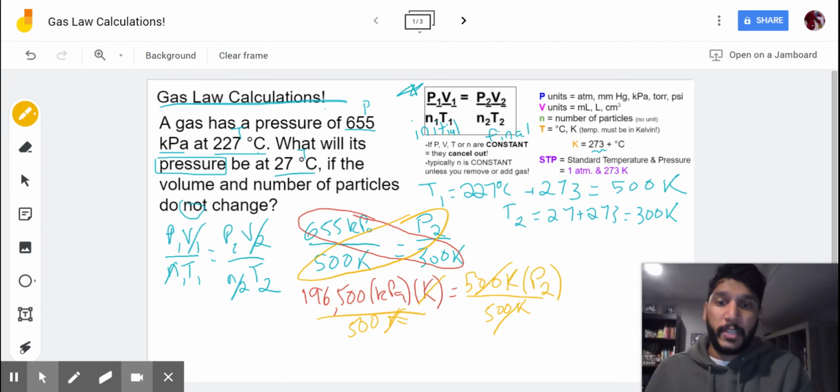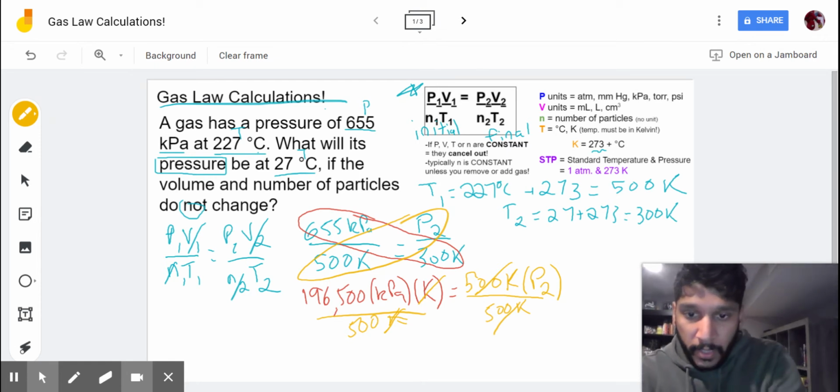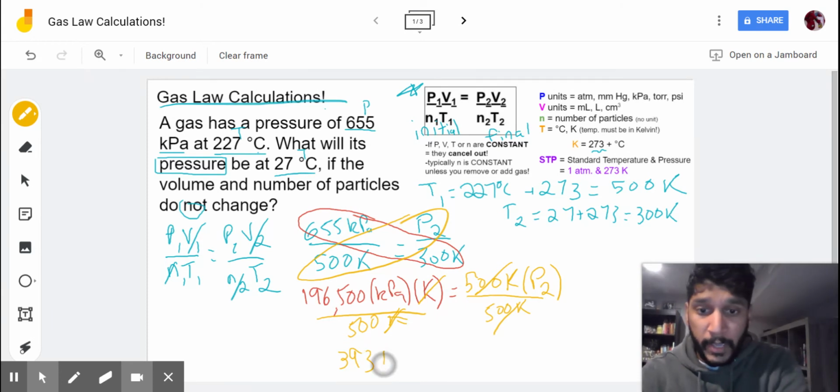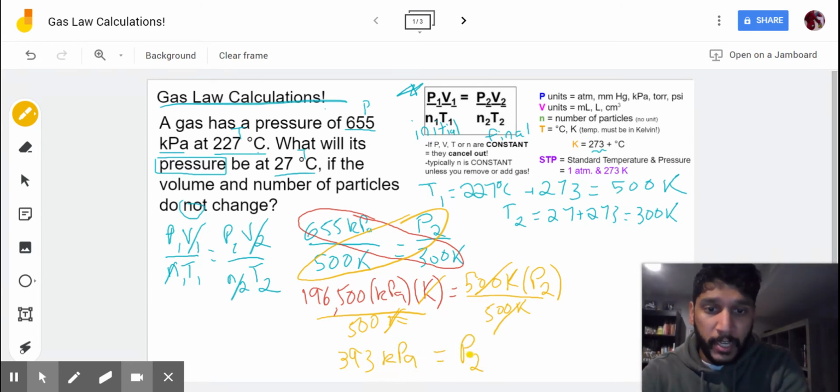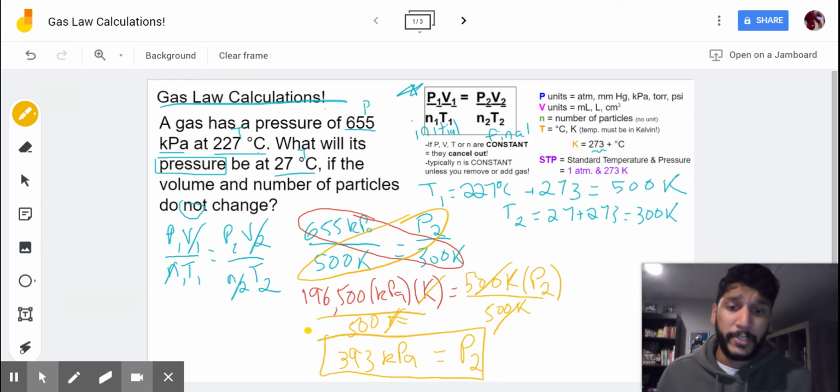So our K's are gone there. And now we're just going to take 196,500 divided by 500. So we get 393. The unit we're left over with is kPa. So I'm going to toss kPa there. And that's going to equal our second pressure, our new pressure. So our new pressure is 393 kilopascals.